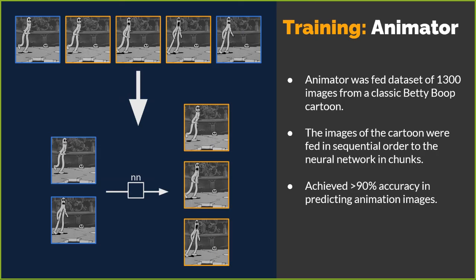Now, for training the animator, we fed it a dataset of 1,300 images from a classic Betty Boop cartoon, just because we wanted to see what would happen. The images of the cartoon were fed in sequential order to the neural network in chunks. So we take a chunk of 5 images, and we give the network as input the first and the last image, and as the desired output, the middle 3 images. Then we move forward a step, and this image now becomes the new first image, and we make the next 3 the new desired output images, and that process is repeated all the way down the line for all 1,300 images. I forget exactly what the number was. I think it was greater than 90%. It wasn't as good as the colorizer, but we still achieved remarkable accuracy with this process.